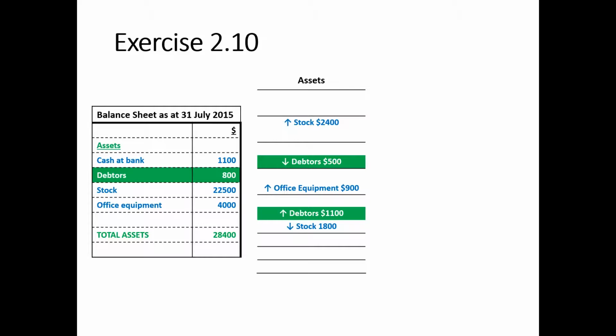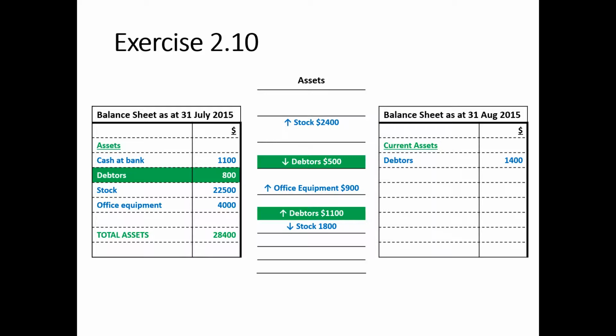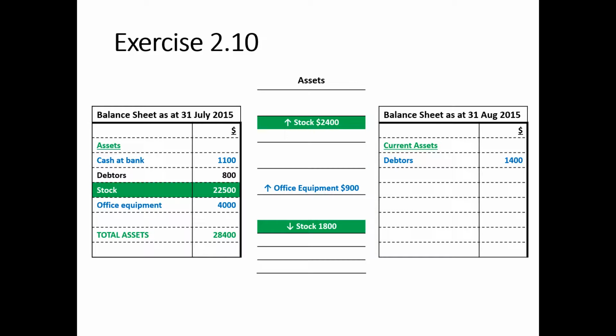The next thing we've got is debtors. Debtors at the start of the month owed us $800, but we can see the 2 items there. Debtors decreased $500, but also went up $1,100, so that'll be a closing balance of $1,400. We had stock at the start of the month of 22,500, so we bought more, so that went up 2,400, but we sold 1,800. That'll leave a closing balance of 23,100.